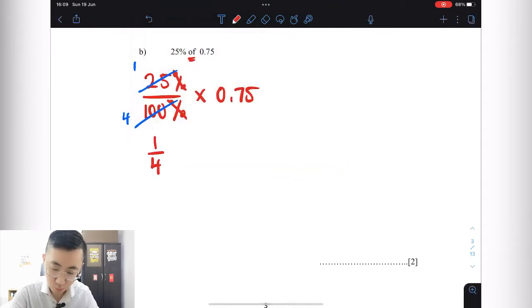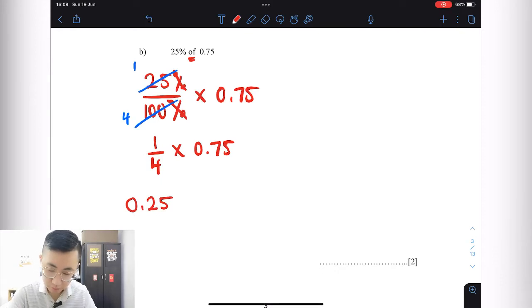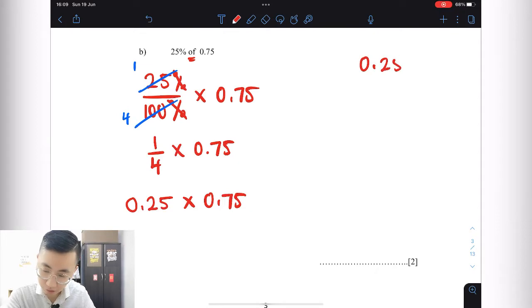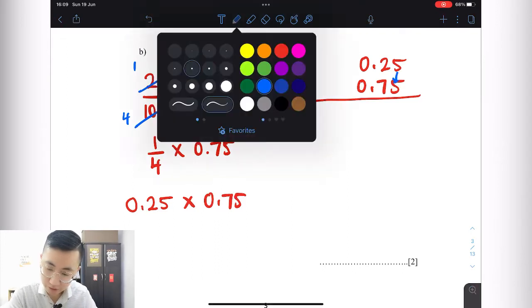We are going to rewrite so that you can see clearly. 1 over 4 multiply with 0.75. This is quite tough in the sense that you need to know that 1 over 4 is actually 0.25. From there, I need to multiply with 0.75. How to do this one? I need to lay out like this. Lay out your multiplication like this. Now here you need to pay attention. Everything needs to multiply by 5 one at a time. So 5 times 5, you will get 25.